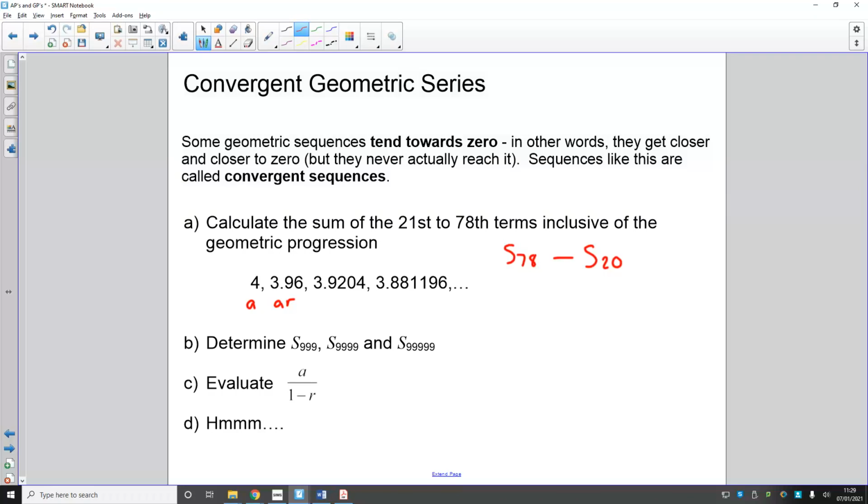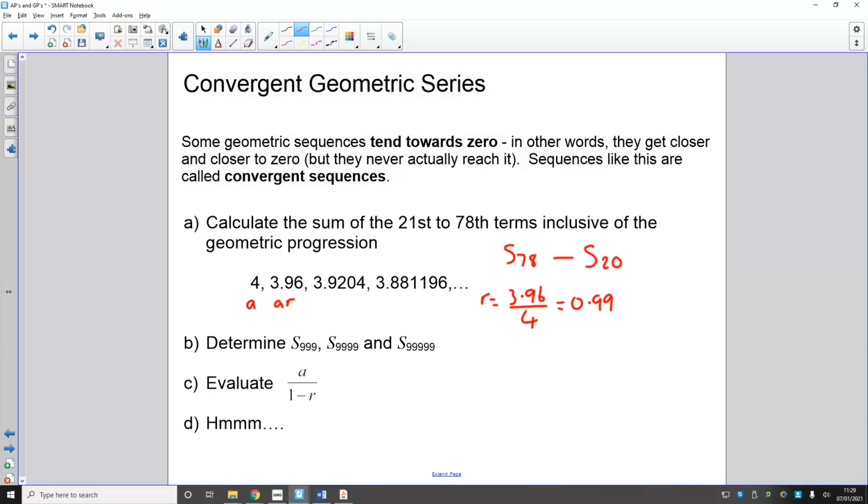Okay, what do we need? Well, we need a and we need r. In this sequence here, we know that a is 4, but what's r? Well, to find r, we can just divide 3.96 by 4, and that gives us that r is 0.99. And now we can actually work out, using our calculators, those sums. I'm not going to go into that for you on this video because I will run out of time. But that's how we need to be using this.